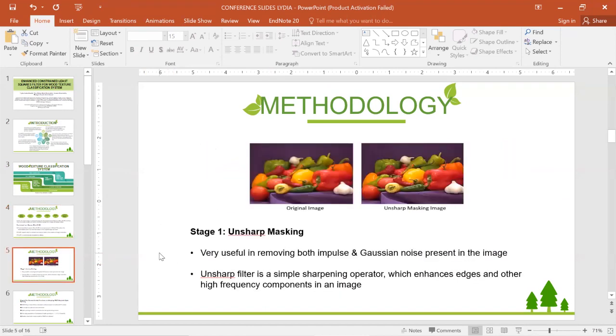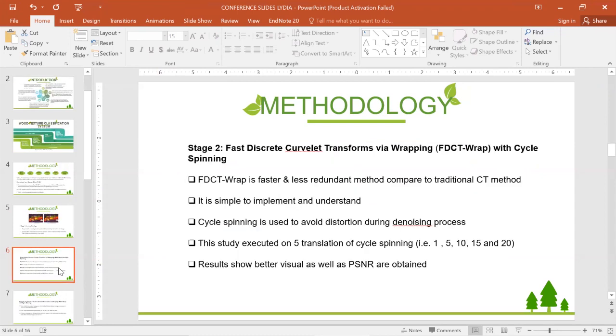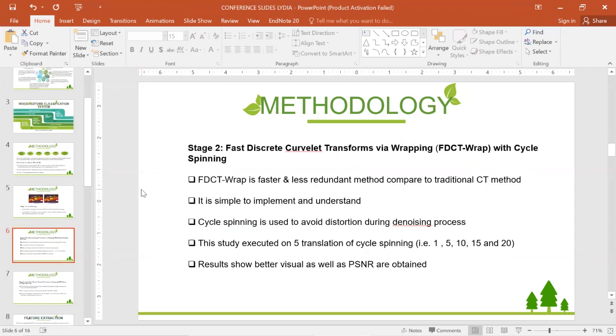Stage 1, unsharp masking, is very useful in removing both impulse and Gaussian noise present in the image. Unsharp filter is a simple sharpening operator which enhances edges and other frequency components in an image. Stage 2, fast discrete curvelet transform via wrapping, FDCT wrap, with cycle spinning. FDCT wrap is a faster and less redundant method compared to the traditional curvelet transform method. It is simple to implement and understand. Cycle spinning is used to avoid distortion during the denoising process.